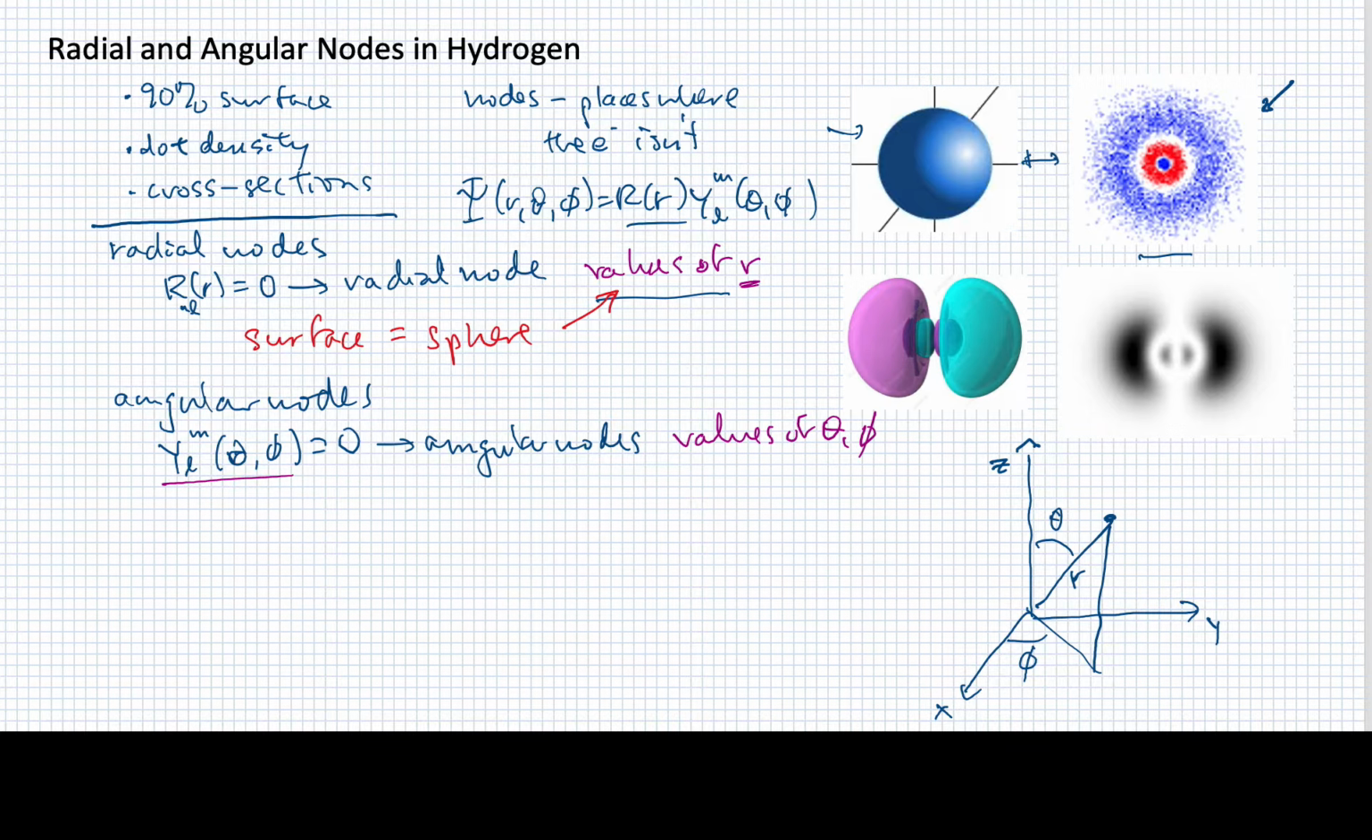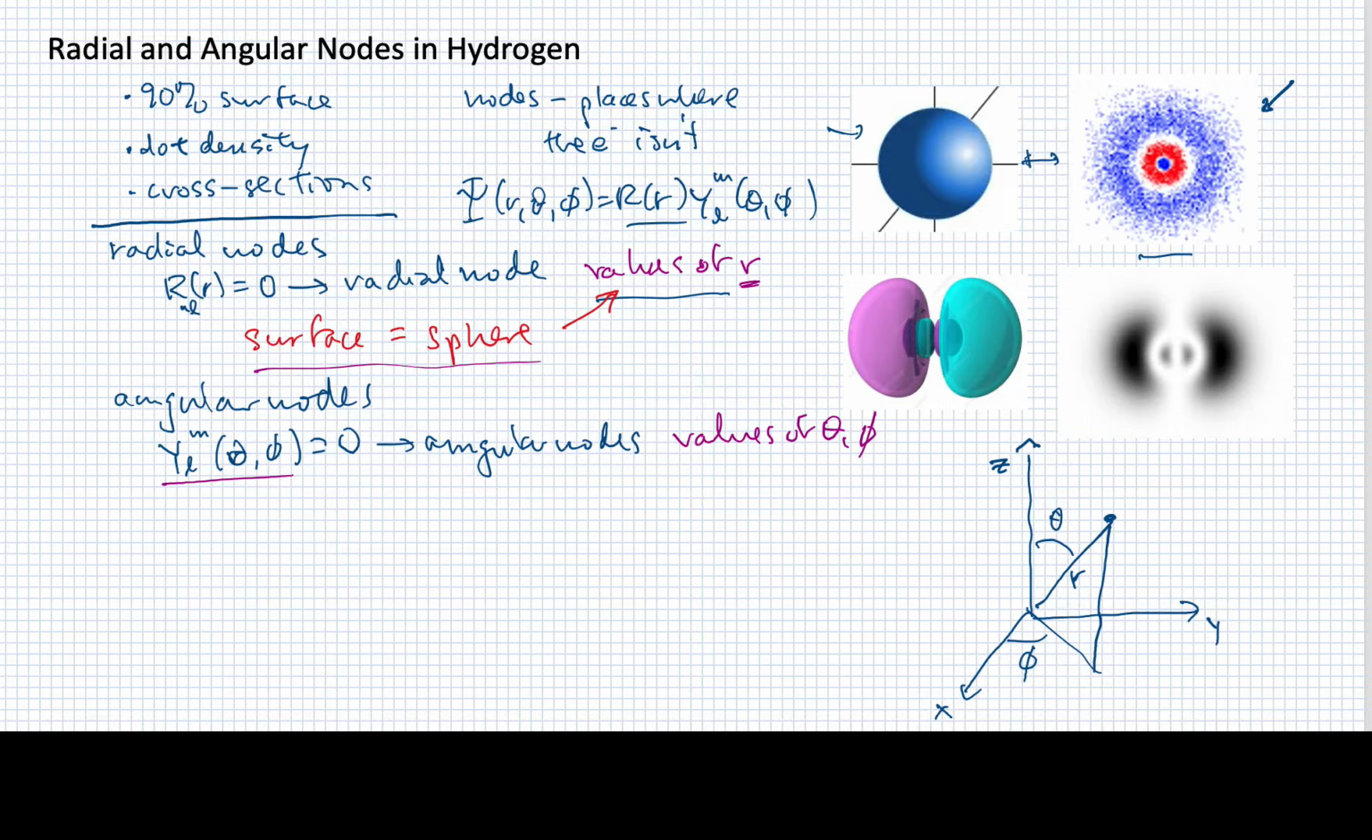Now, they're a little bit more complicated to characterize than the values of r, which are, strictly speaking, spheres, so I'll save that for another video, and we'll just talk about the radial nodes in this case. But nevertheless, these angular nodes are going to be important in determining the shape of these wave functions.